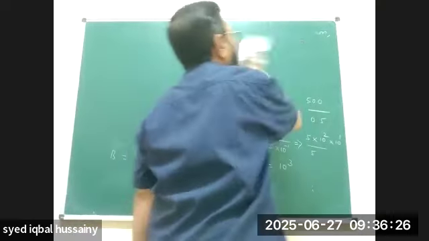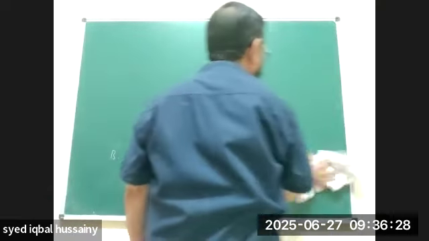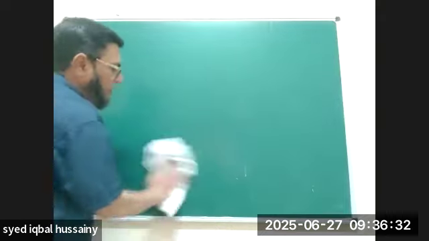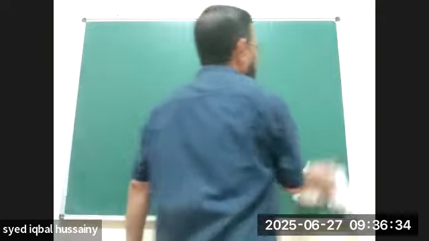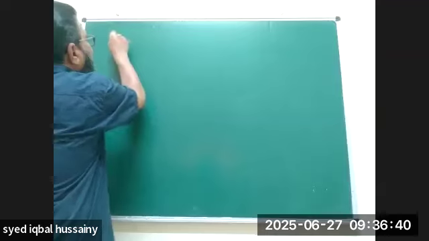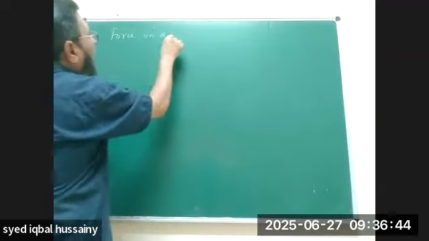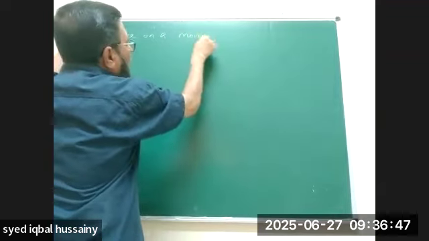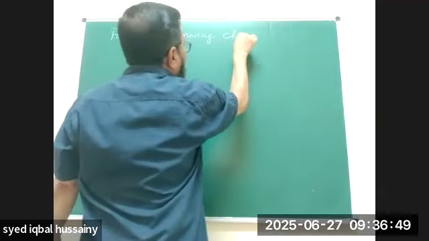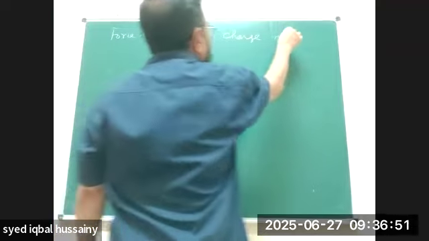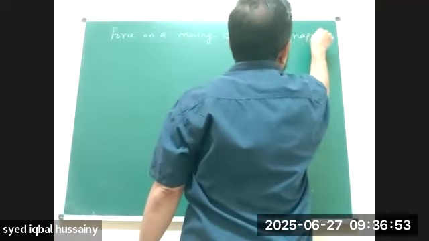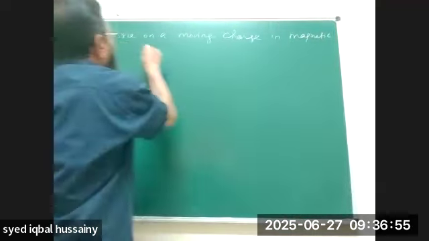And beautiful. We are going to learn a derivation, a small derivation only, for a moving charge, the magnetic field.